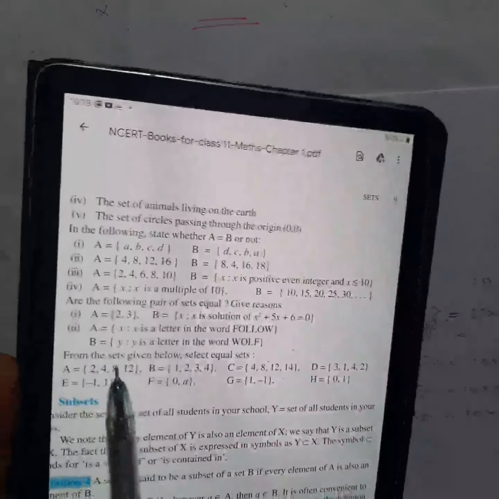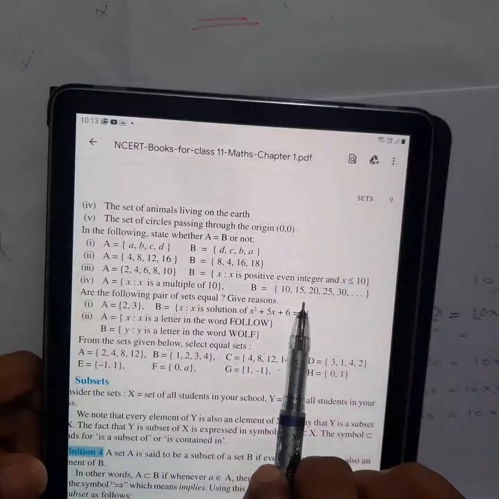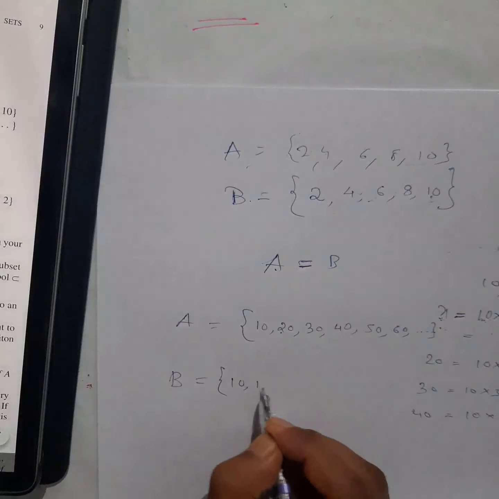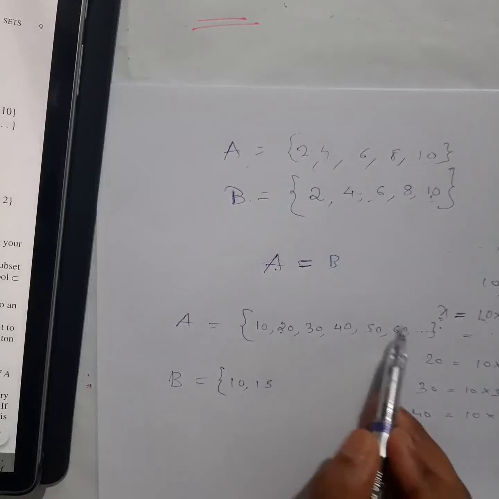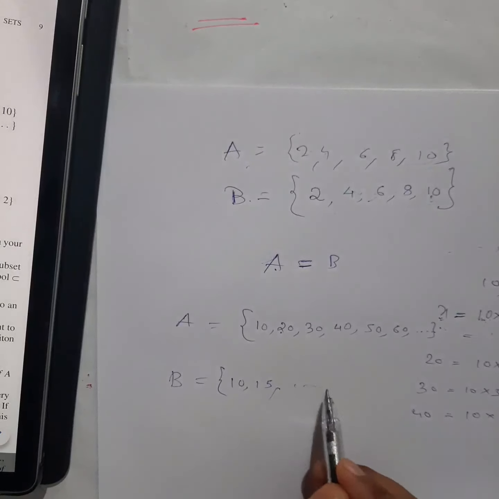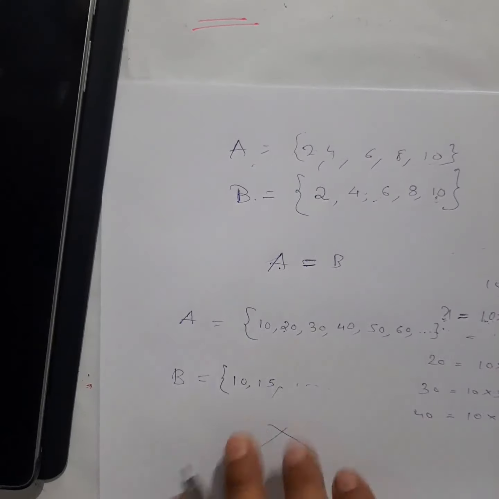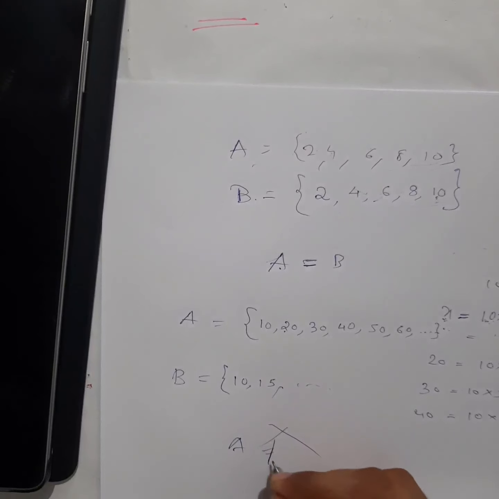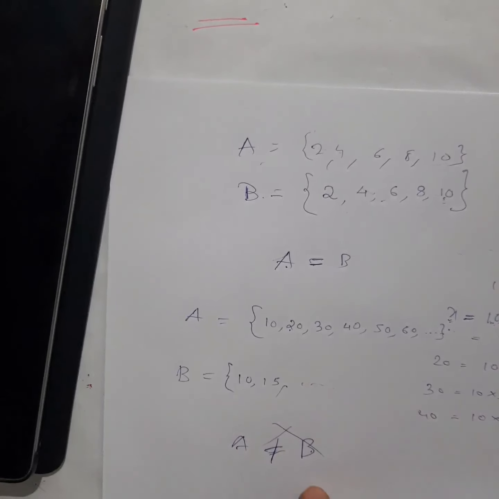Now what they have given in B is 10, 15, 20. So they have listed the elements here, and you can see 15 is not an element in this set. So obviously they are not equal sets. Okay, they are not equal. A is not equal to B here.